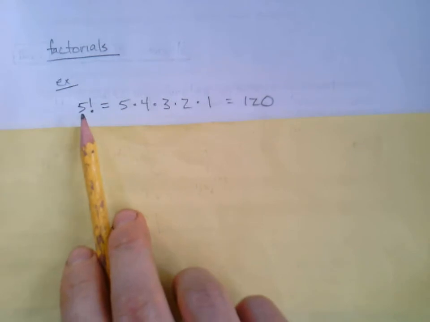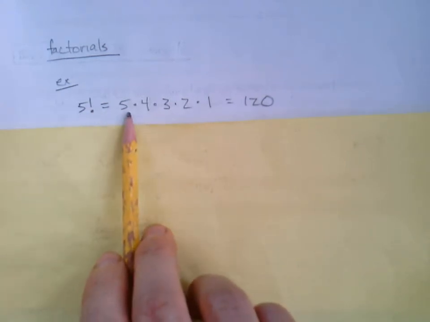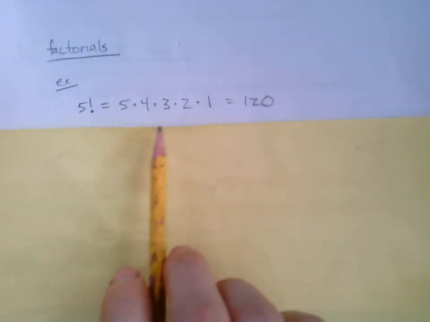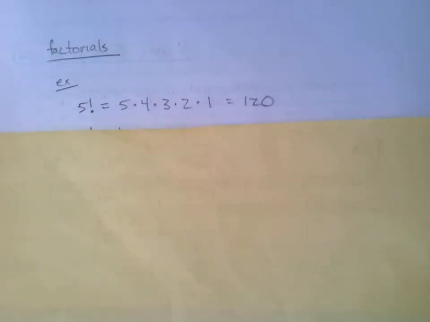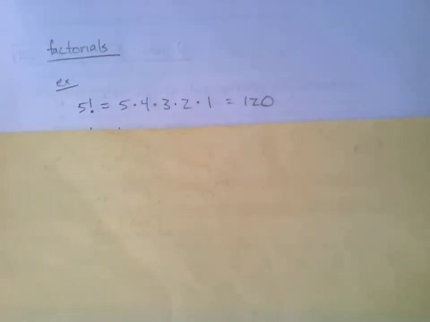Anyway, what does this mean? 5 factorial. You start with the number, and then you count down until you get to 1, the whole numbers, and you're multiplying them. So 5 times 4 times 3 times 2 times 1 is 5 factorial. And it so happens that when you multiply those numbers, you get 120. So here, 5 factorial equals 120.